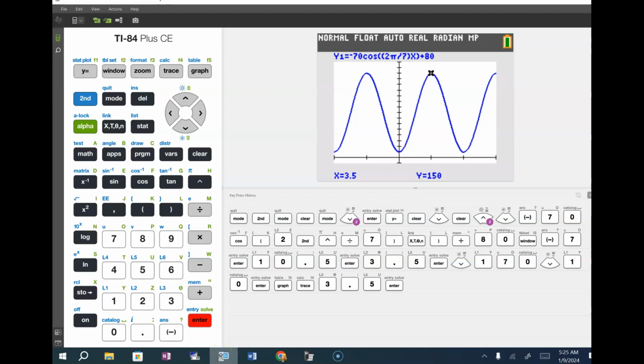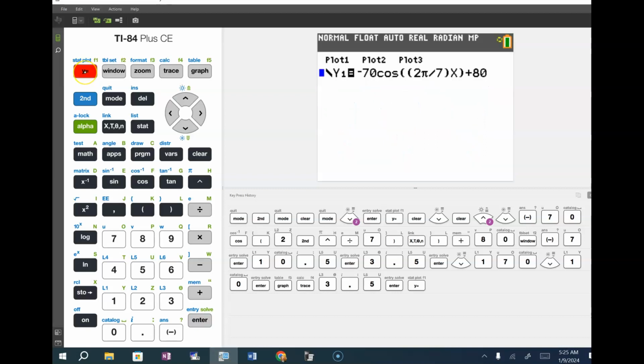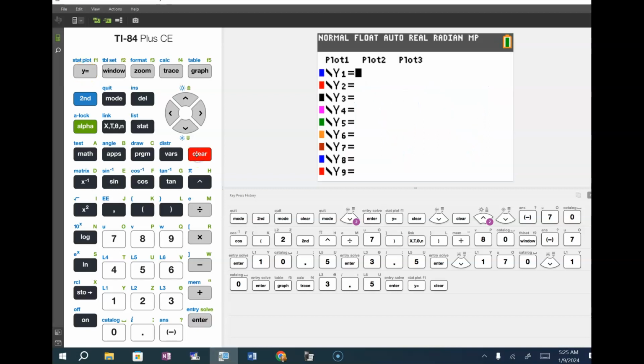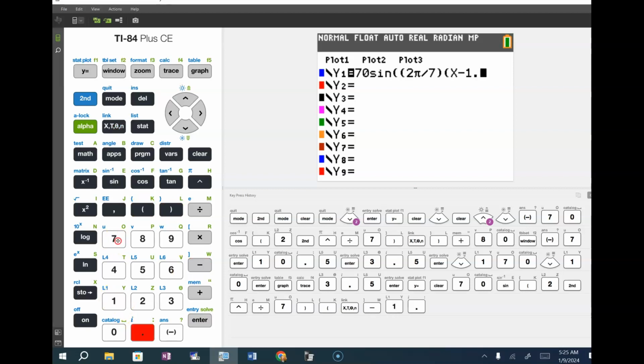Now sometimes the graph is a little more complicated, so I'm going to show you how to type in the sine function. So I'm going to press clear here, and I'm going to say 70 sine, and again I'm going to put parentheses, 2 pi divided by 7, close the parentheses for the fraction, parentheses x minus 1.75, and then I'm going to close the parentheses for the x minus 1.75, and then close the parentheses for the sine function, plus 80.